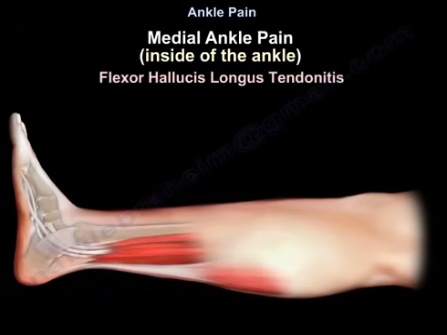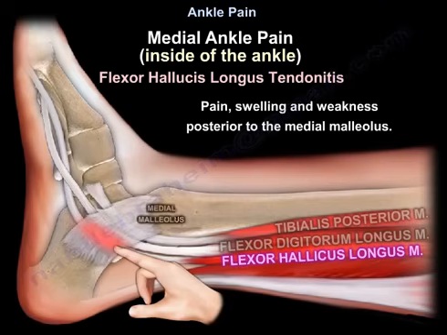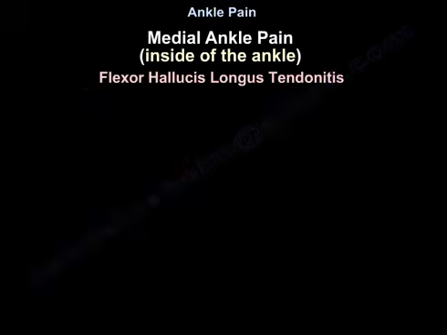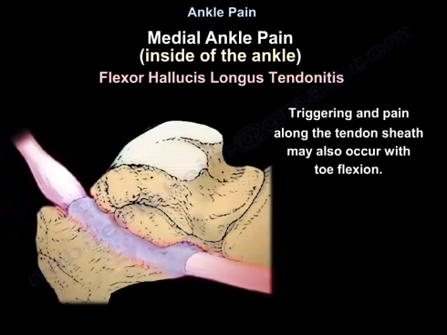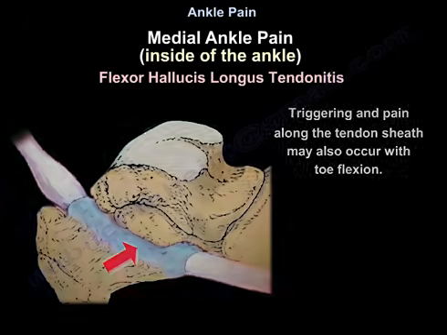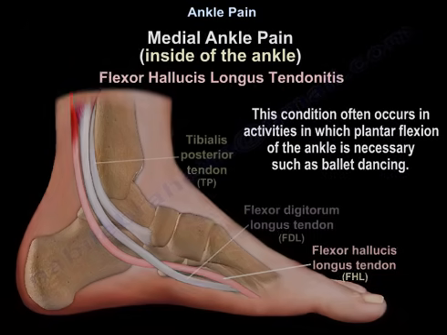Flexor hallucis tendonitis. Pain, swelling, and weakness posterior to the medial malleolus. Dorsiflexion of the big toe may be reduced when the ankle is placed in dorsiflexion. Triggering and pain along the tendon sheath may also occur with toe flexion. This condition often occurs in activities in which plantar flexion of the ankle is necessary, such as ballet dancing.